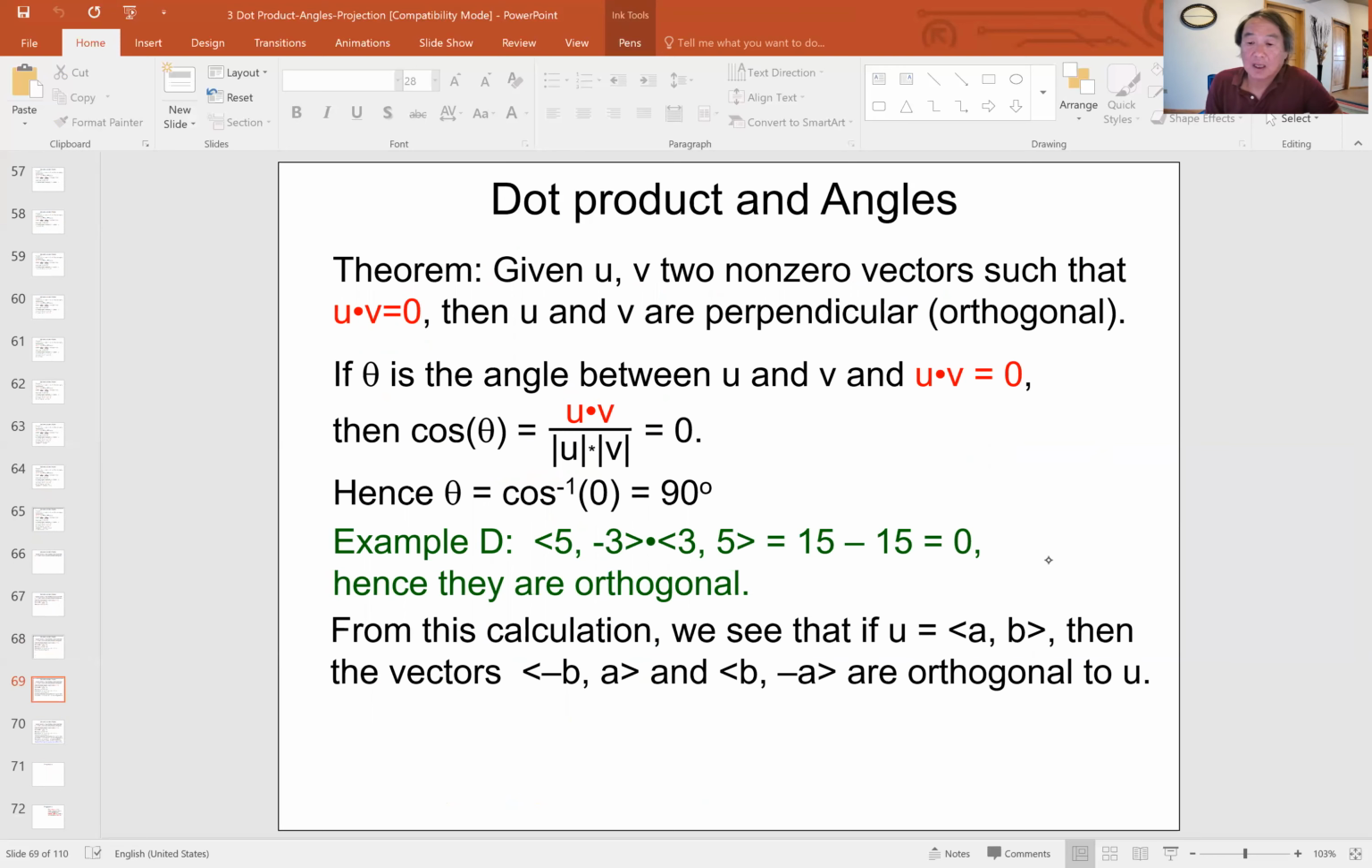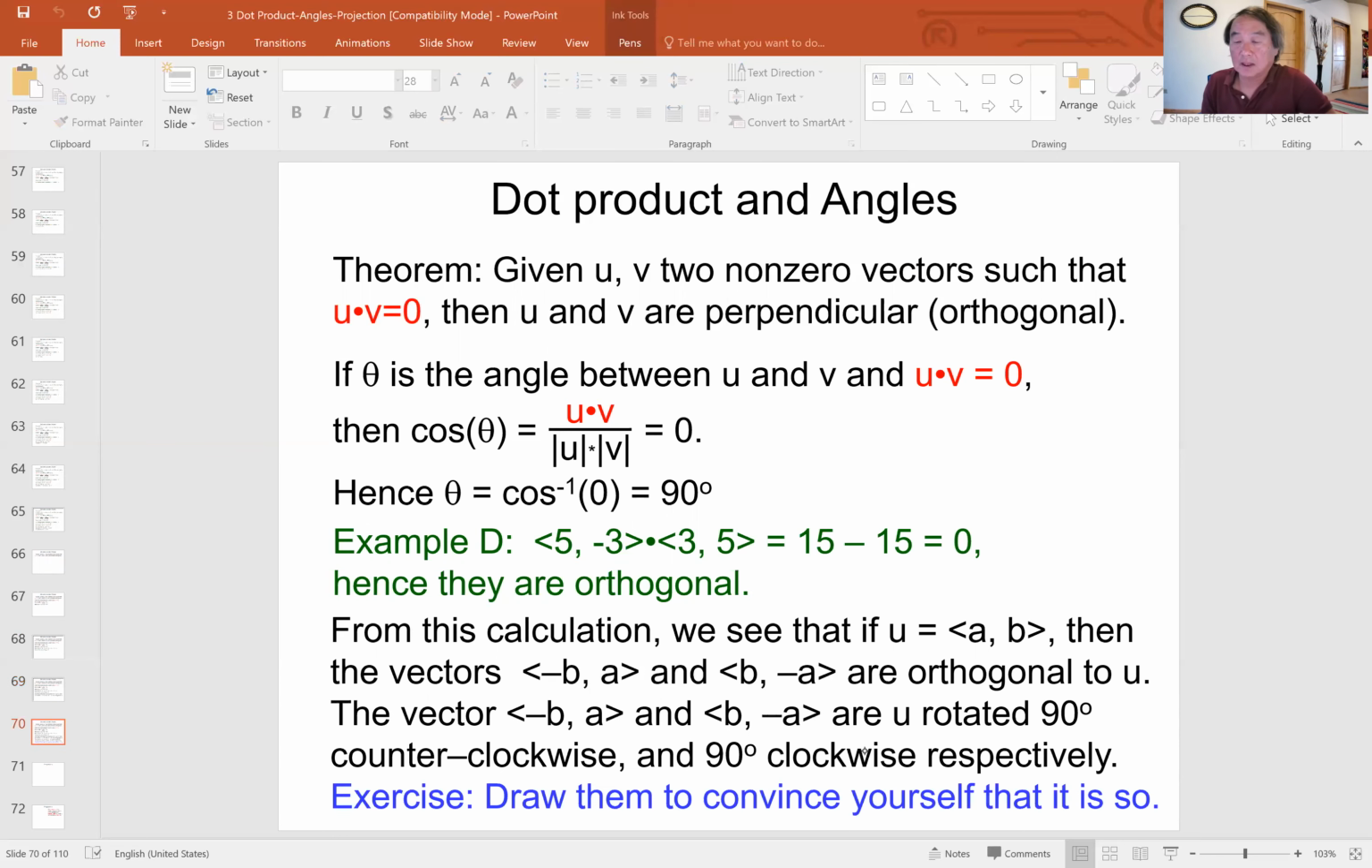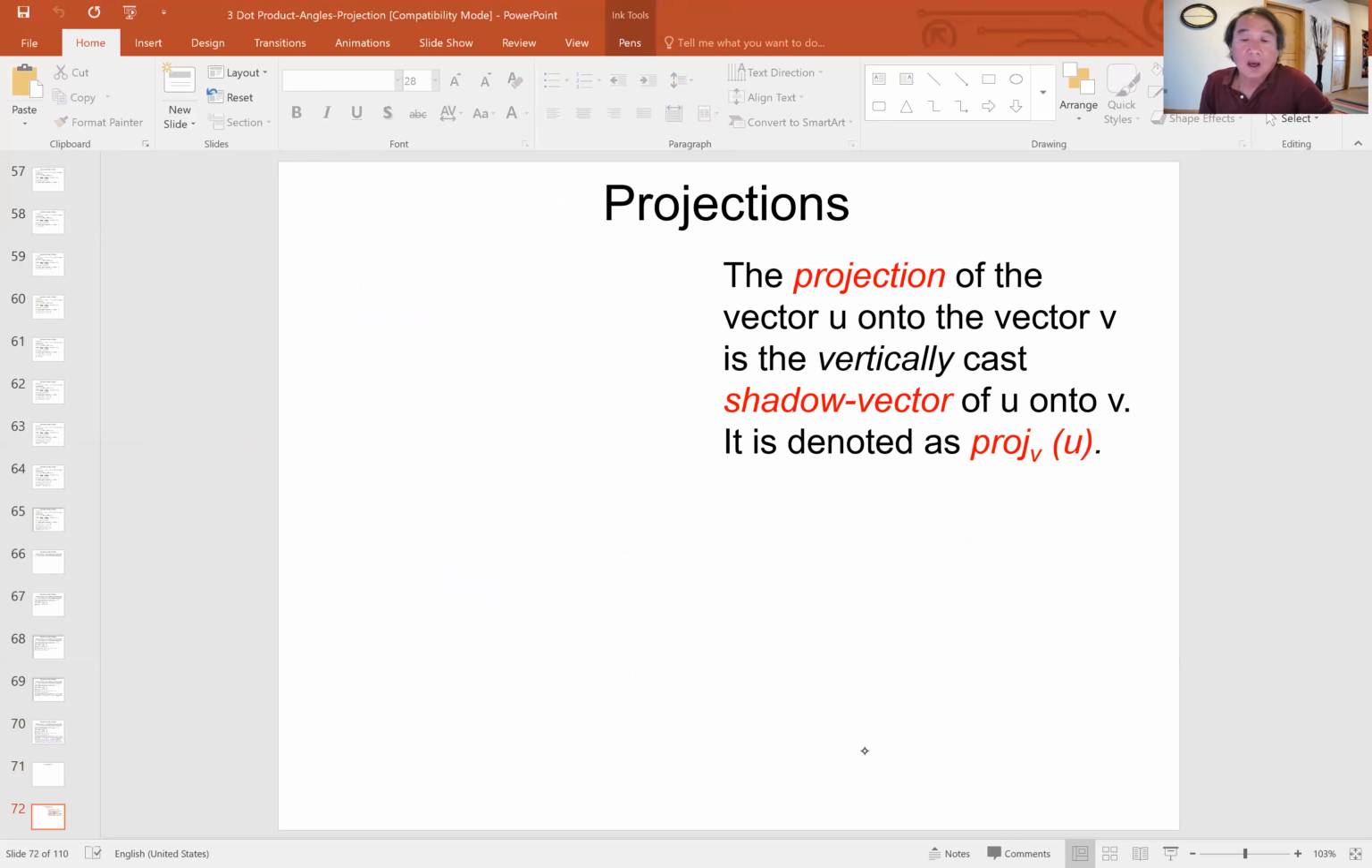In two-dimensional space, AB is perpendicular to these two vectors. Here's vector V and AB, and one of them points this way, one of them points the other way. I'll let you convince yourself that minus VA is the vector V rotated counterclockwise 90 degrees. The other one is clockwise.